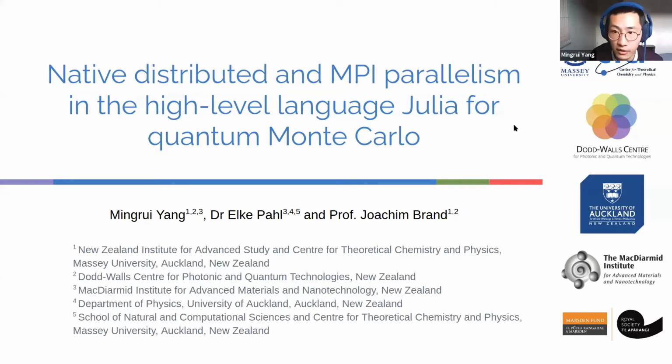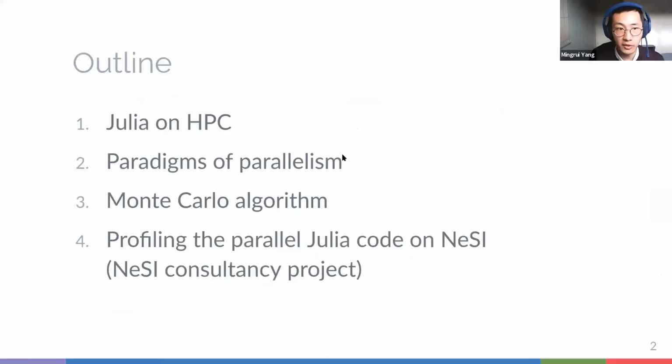My name is Mingrui, and I'm a PhD student in physics from Massey University, working with my supervisors, Elke and Joachim. Today, I'll be talking about the programming language Julia and how to write parallel code with Julia. I will also briefly talk about the Monte Carlo algorithm I use in my daily research for physics. And lastly, I will tell you a bit about profiling of a parallel Julia code on NZRSE.